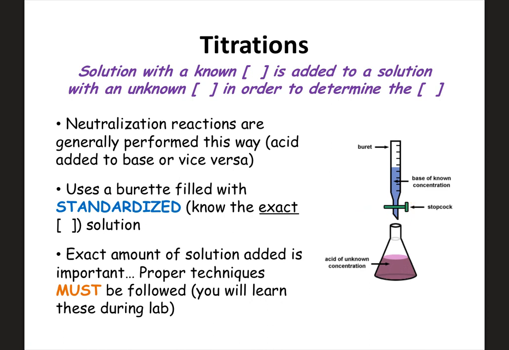There is a stopcock at the base that controls the flow of your solution out of the burette itself into the solution below. Typically, the solution below that you're testing with the unknown concentration is going to be in a flask, and this allows for more vigorous swirling. We'll definitely go through what you need to be doing with this in lab, but this is just giving you a basic overview.